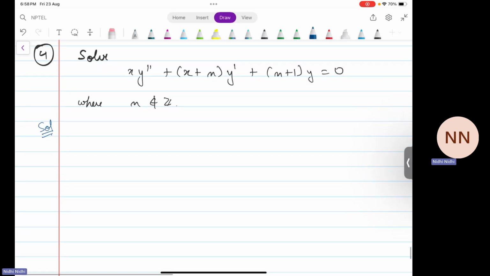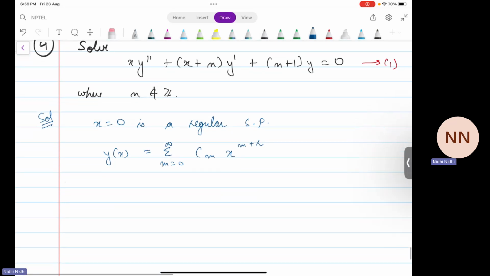Clearly again, we can see that x equals to 0 is a regular singular point for this problem. Therefore, there exists a solution yx. This time we'll not take summation in n because we already have an n in our problem. So let's take something else, let's take it as m from 0 to infinity, Cm x to the power m plus r.